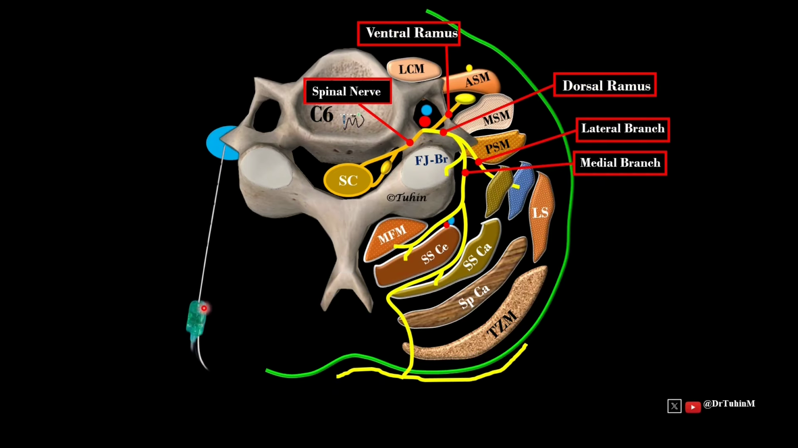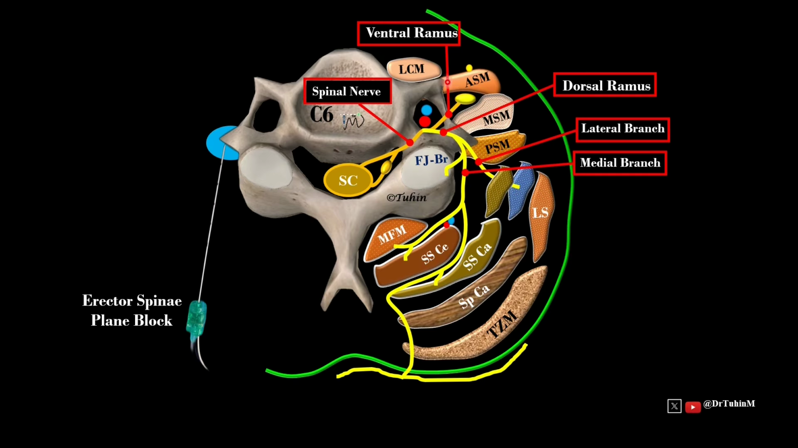Now, coming to the individual blocks, what is happening? For erector spinae, we are depositing at the tip of the transverse process. Two problems. One is that the transverse process is very, very small. It is very difficult to identify on the ultrasound. And the second problem is, as you can see, it is very close to the brachial plexus. So whatever drug you are giving might spread towards the brachial plexus.